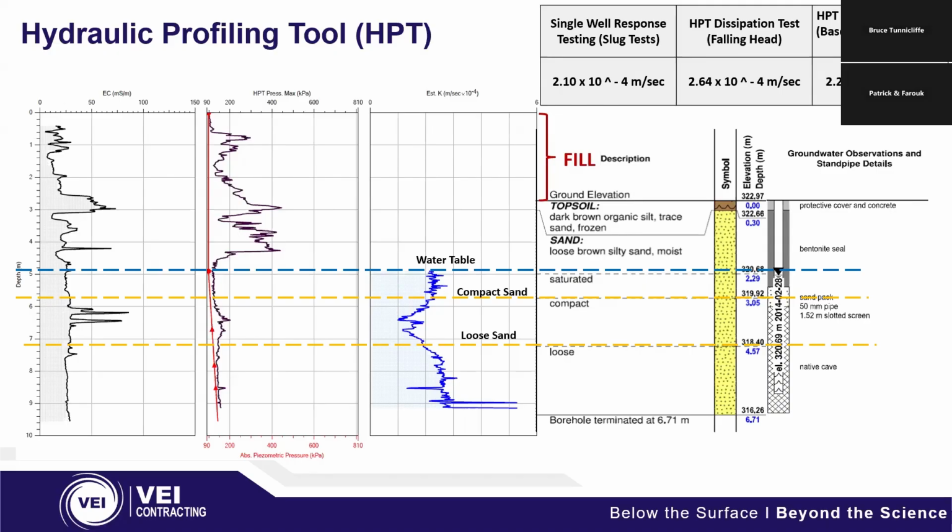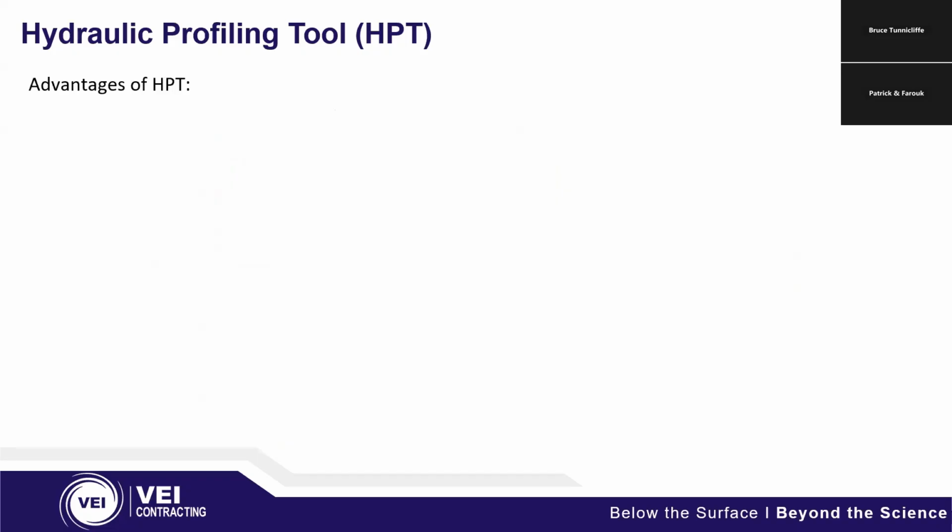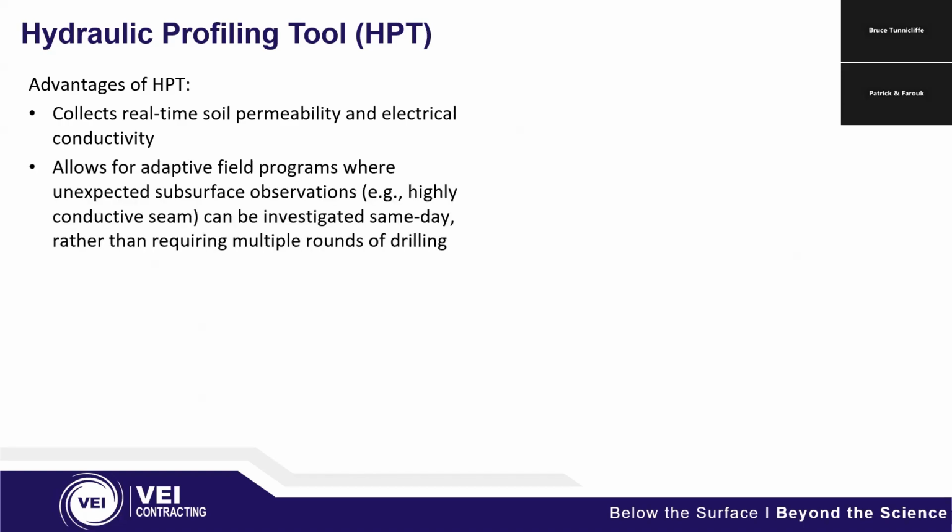Can this be applied in other situations? Before we go into that, I'm just going to highlight some, or I guess Pat will highlight some advantages here of the HPT. Yeah. So you're collecting real-time soil permeability and electrical conductivity data. And when I mean real-time, as fast as the probe is advanced, data is coming up into the laptop and you can see it being drawn on the logs.